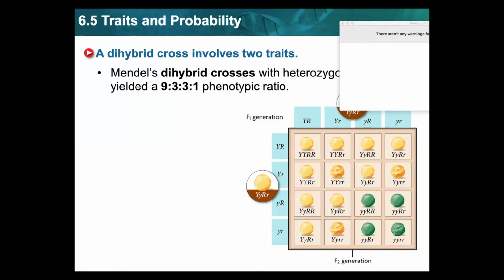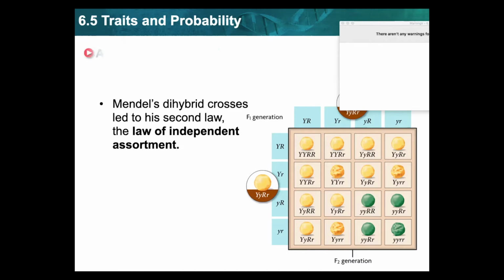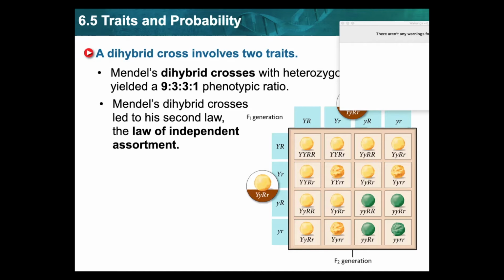And what we saw in the examples, and what we see in here too, is that you see a 9:3:3:1 phenotypic ratio when you have two heterozygous parents for two traits. And he did several different experiments. In every experiment, he saw the same result with dihybrid crosses. So based on those experiments, this led to another law. Remember, we talked about another law that he developed. So there's two laws he developed based on his experiments. His second law is called independent assortment.